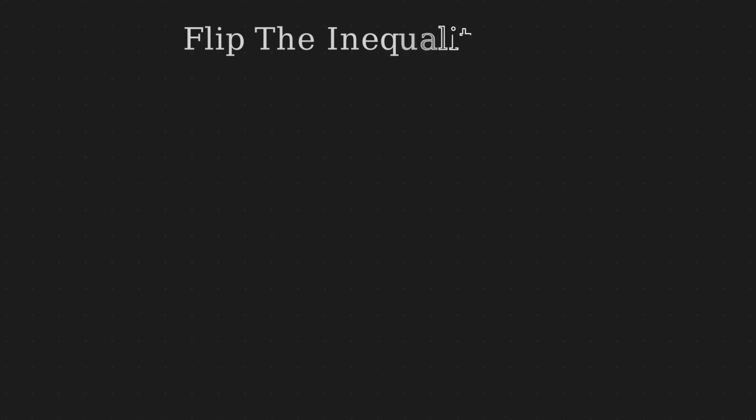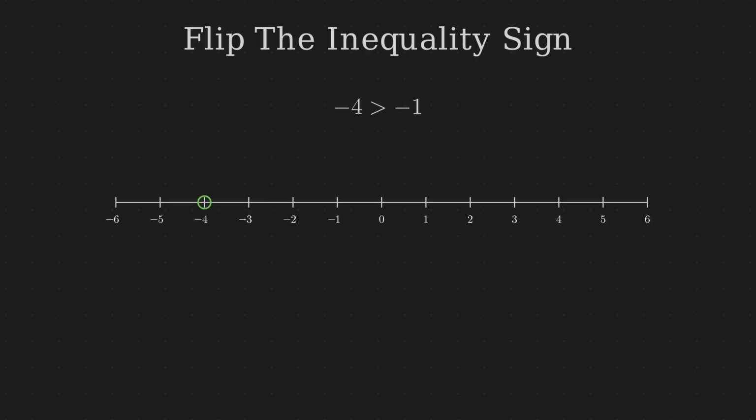However, there is one rule that makes inequalities a little different. If you multiply or divide both sides of an inequality by a negative number, you must flip the inequality sign. To understand why, take the inequality 4 is greater than 1. Now if we divide both sides by negative 1, we get negative 4 and negative 1. On a number line, negative 4 is actually smaller than negative 1, which means the relationship has flipped. To keep the statement true, we must flip the sign, giving us negative 4 is less than negative 1. When you divide or multiply by a negative number, the direction of the inequality sign must change.